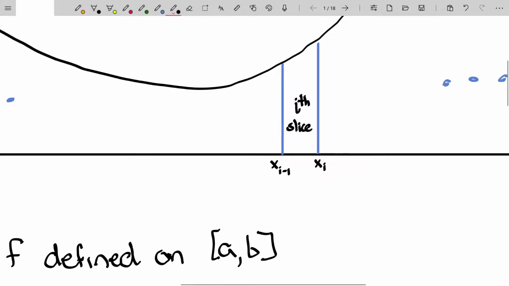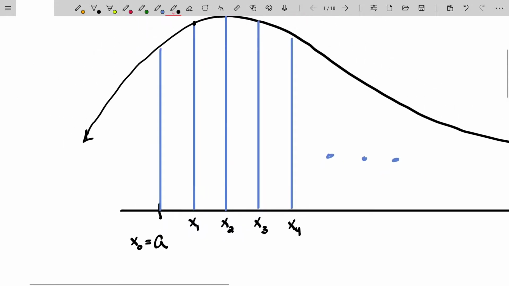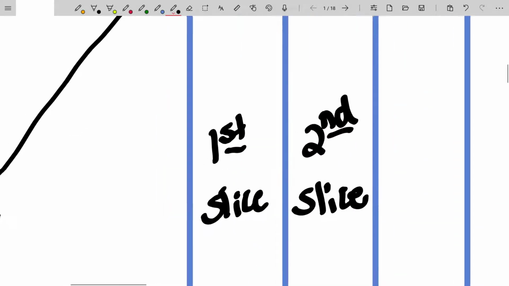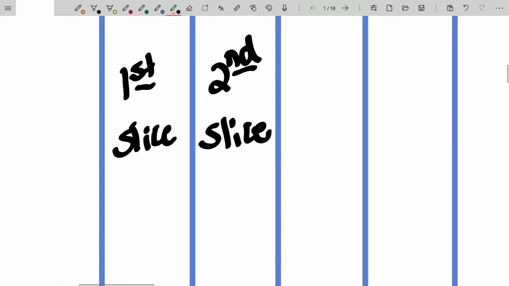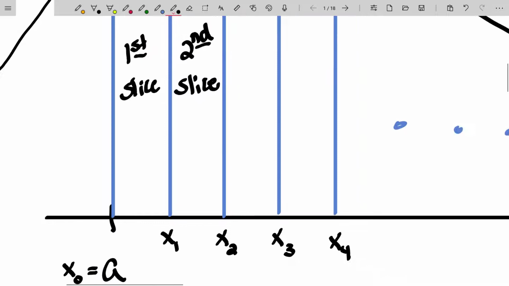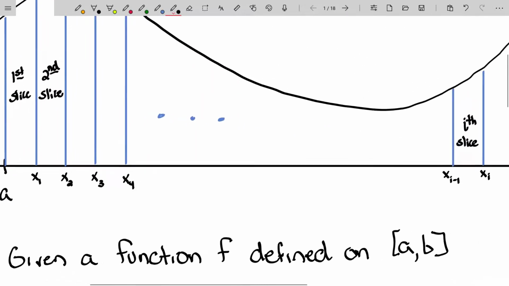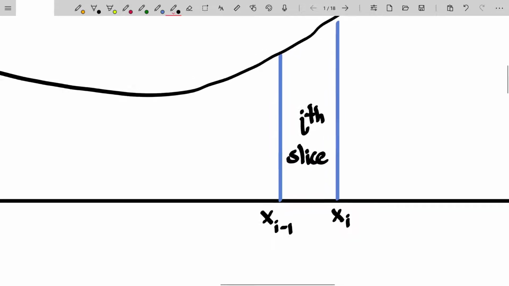We call it the ith slice because if you go over here, this obviously should be the first slice, and this should be the second, and so on and so forth. And notice that the first slice matches with its right edge point, x sub 1. The second slice matches with its right edge point, x sub 2. And so when I look at the ith slice, its right edge should be x sub i. So that's just a heads up.